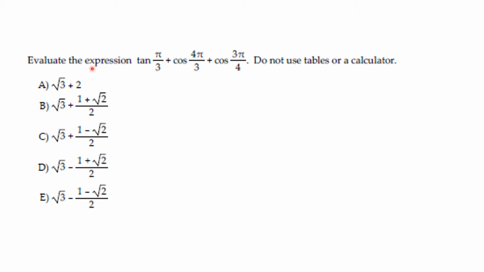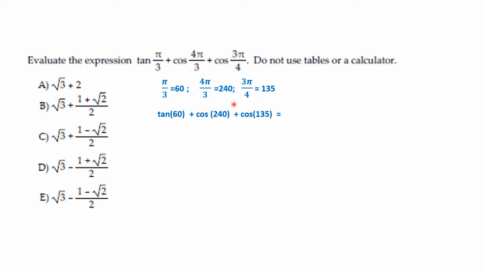Okay, evaluate the expression tan pi over 3 plus cosine 4 pi over 3 plus cosine 3 pi over 4. Pi over 3 is 60 degrees. 4 pi over 3 is 240 degrees. 3 pi over 4 is 135 degrees.